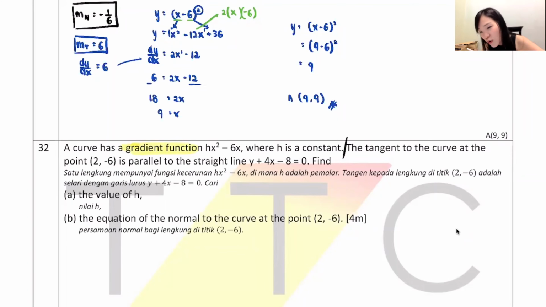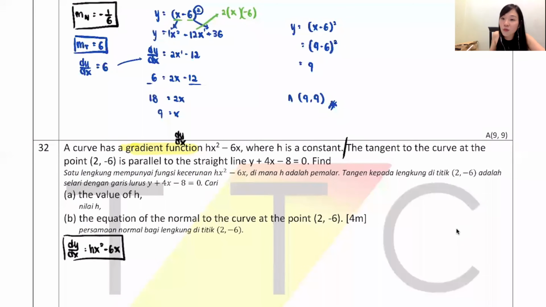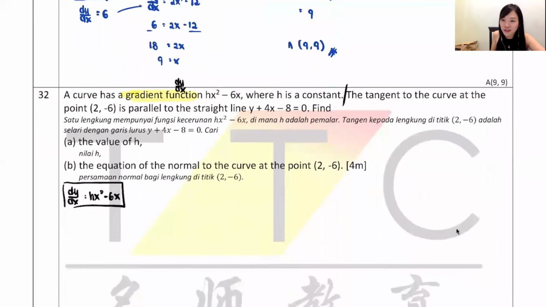So guys, as all you guys know, gradient function, it means that one is a dy dx. Told you guys before, gradient function, gradient of tangent, gradient of curve, they all mean dy dx. So these questions straight away give me the dy dx. So just imagine, if you don't know gradient function is dy dx, you thought that one is y, everything wrong. So you must know that all.